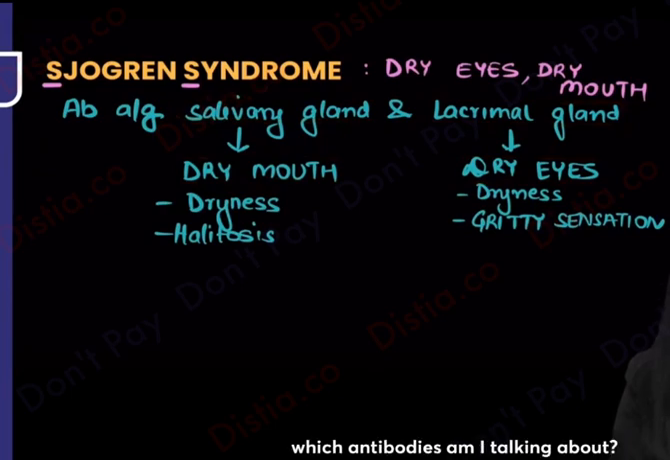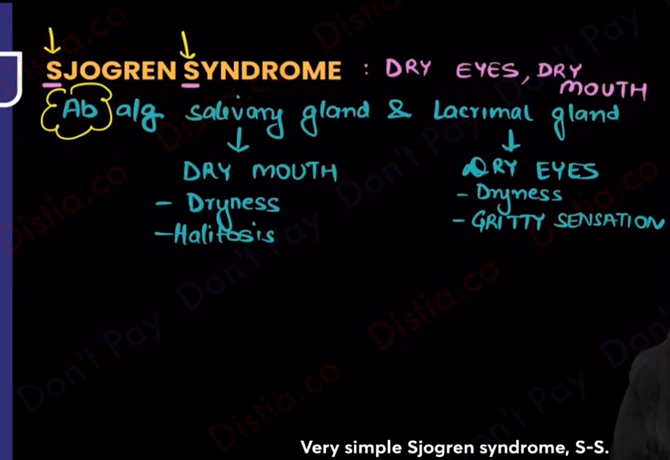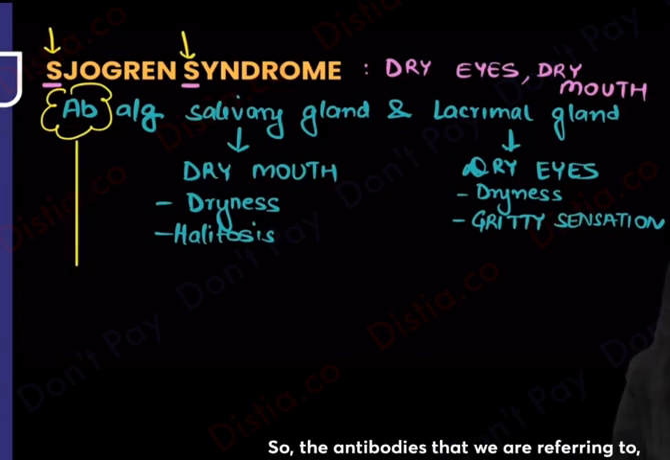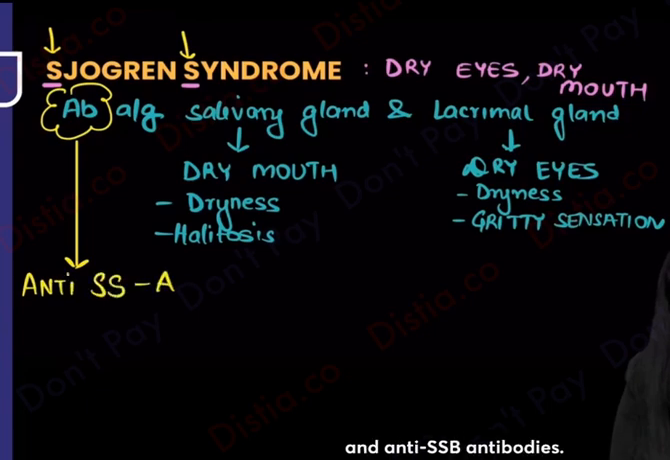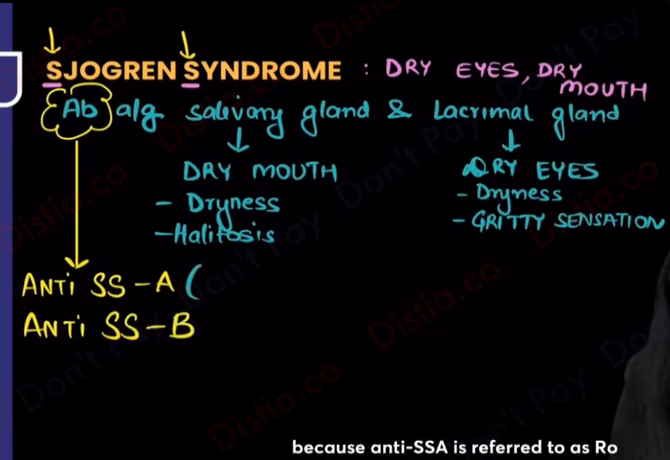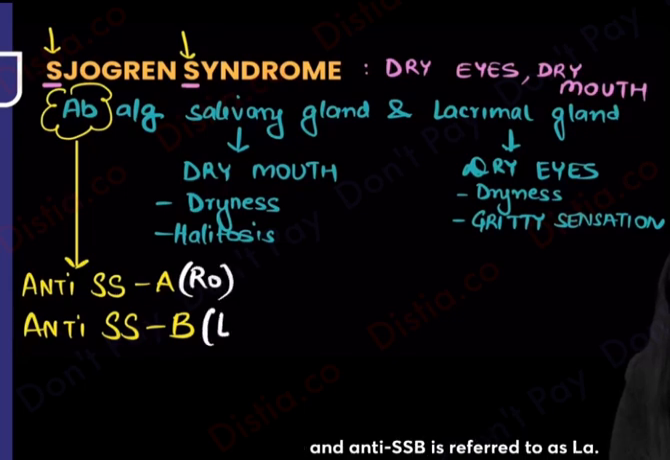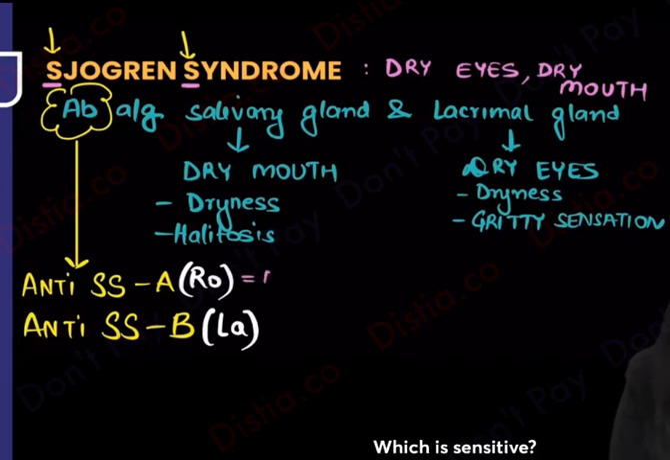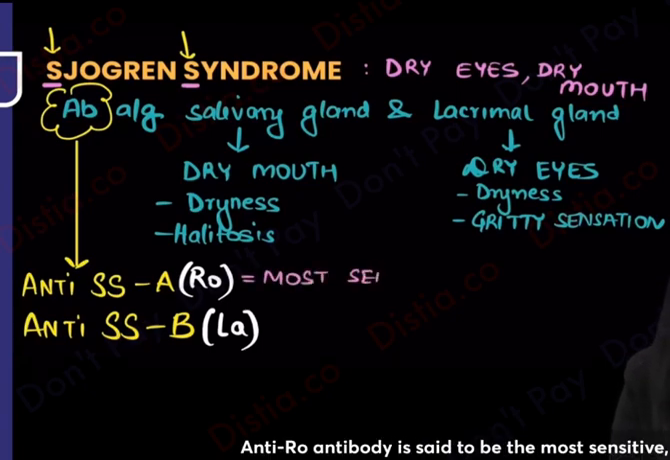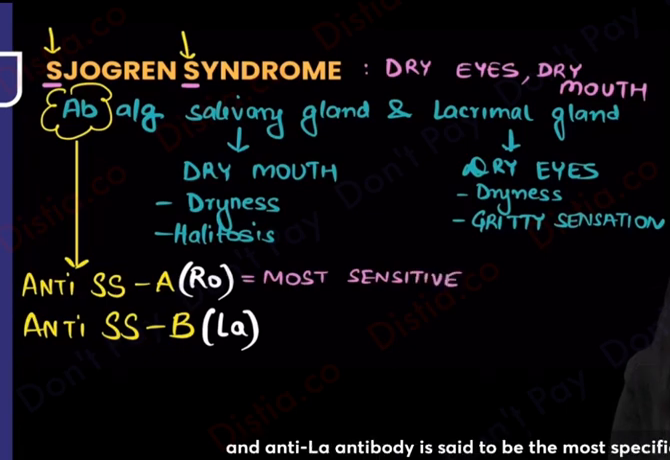But can you tell me which antibodies am I talking about? Very simple. Sjogren syndrome, SS. So the antibodies that we are referring to are going to be anti-SSA antibodies and anti-SSB antibodies. And super simple, because anti-SSA is referred to as Ro and anti-SSB is referred to as La. Anti-Ro antibody, anti-La antibody. Which is sensitive? Anti-Ro antibody is said to be the most sensitive and anti-La antibody is said to be the most specific.